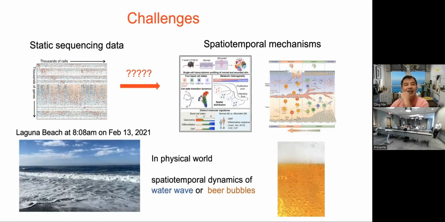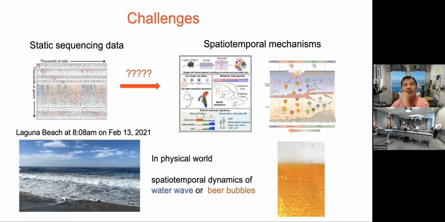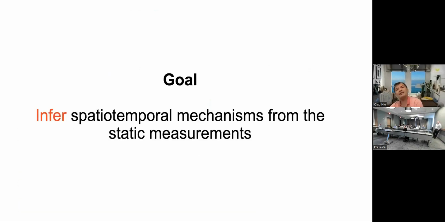well-defined, clear-cut first principle equation at the cellular level. There are many at the molecular level. And then the question is, using the limited knowledge available, how can we infer spatial temporal mechanisms? So that's the goal of my talk.